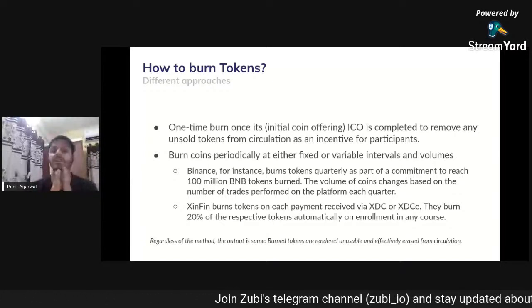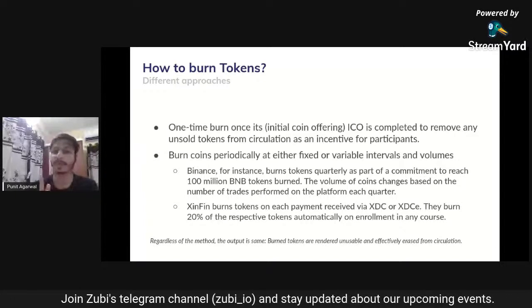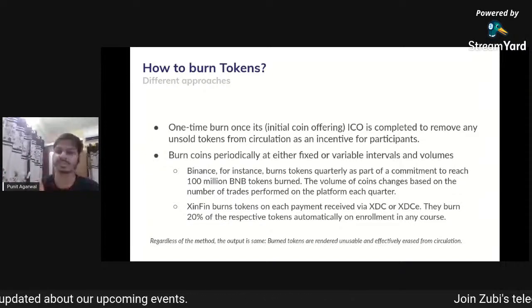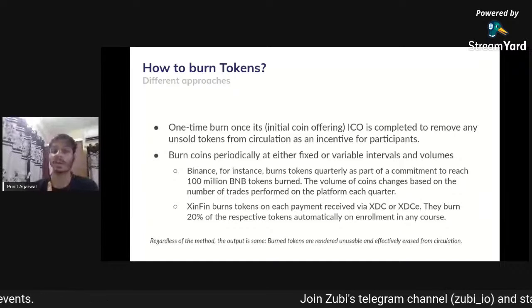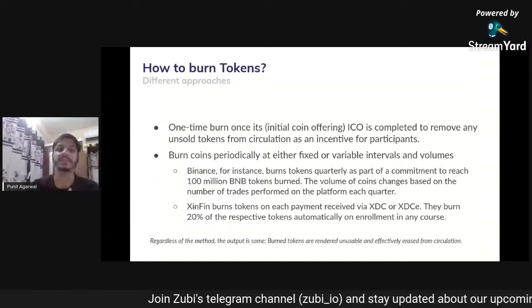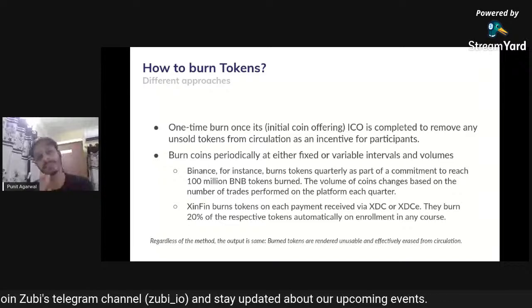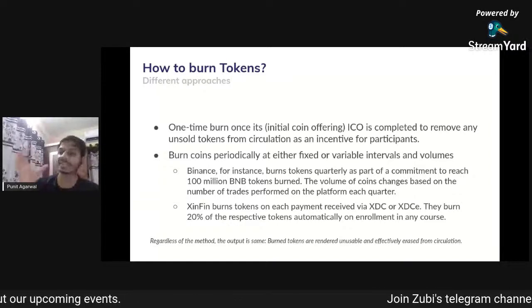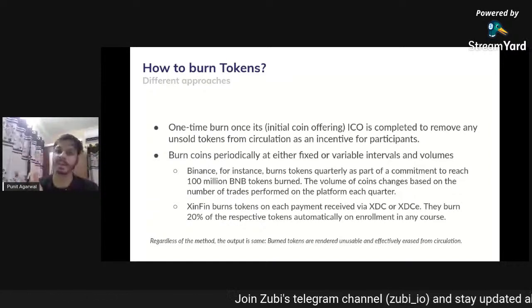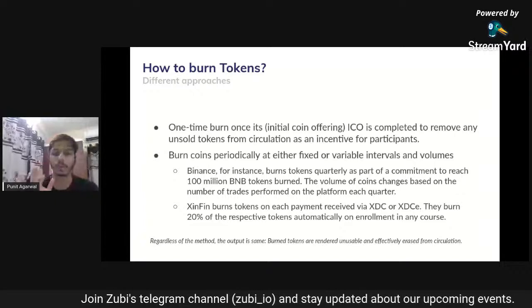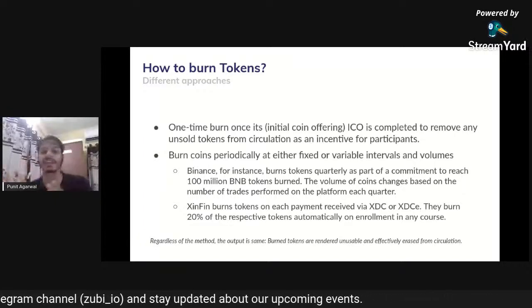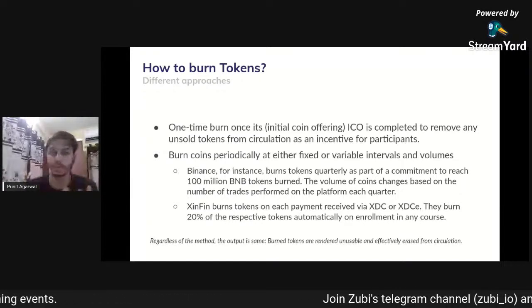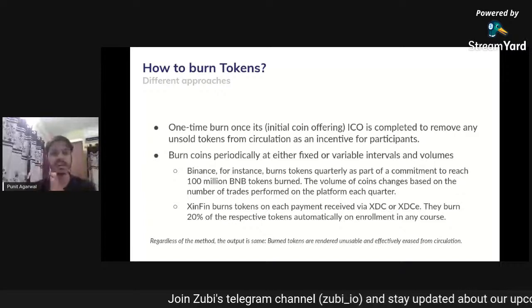It's a very similar concept that is used here. So one particular approach is, after the ICO, whatever is the unsold amount of tokens, just burn it. The second approach is to burn coins periodically, either at fixed intervals or volumes. So whenever a particular token reaches a certain volume, you can burn it then, or whenever it reaches a particular interval, let's say after every 3 months, after every 6 months, after every few weeks, or after every few transactions, you can burn it.